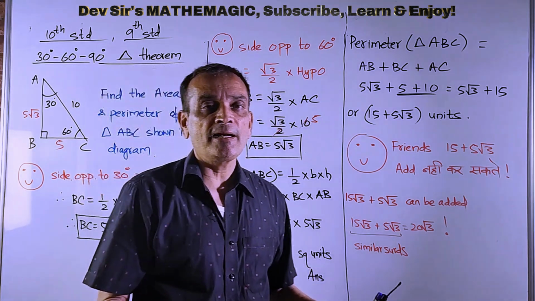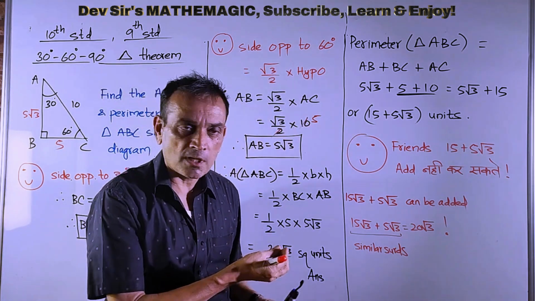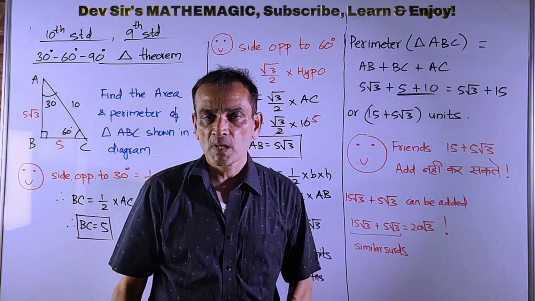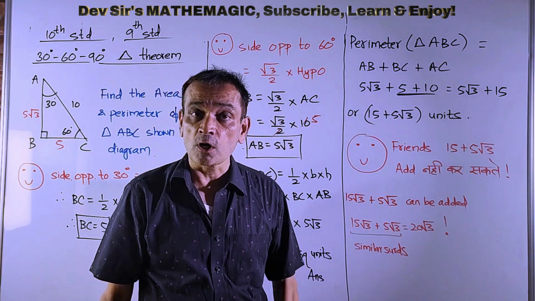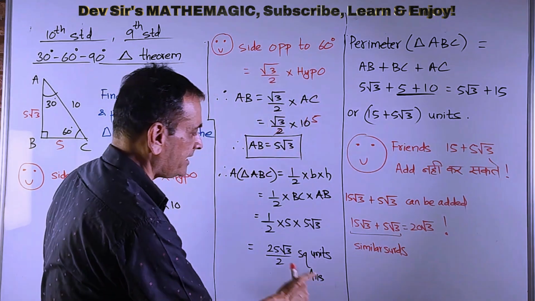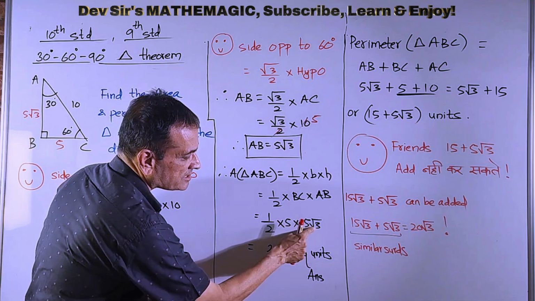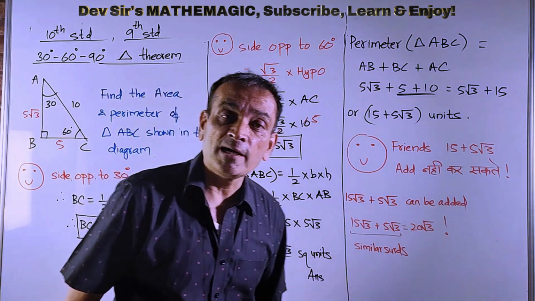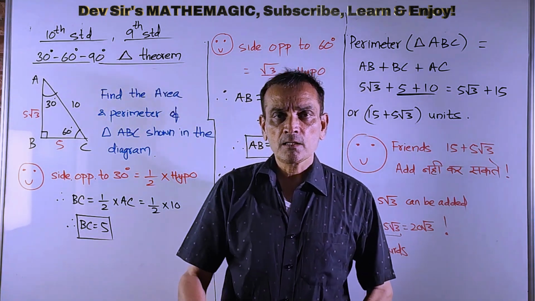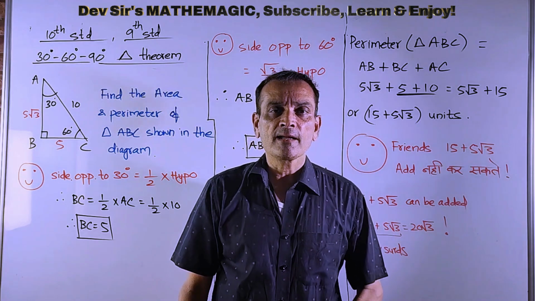So along with the 30, 60, 90 triangle, remember a small rule of surds too. Similar surds can be added, otherwise not. For multiplication it works. These are not similar surds, but 5 into 5 you are allowed to multiply. Clear? This was the 30, 60, 90 triangle theorem.